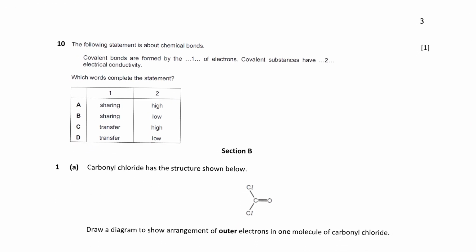Question number 10 is about the following statement. The covalent bonds are formed by dash of electrons. So that is, we know, sharing of electrons. And covalent substances have, I don't know, is it bad? Is it good? It depends on what charged particles they have, and usually covalent substances don't have free charged particles like electrons or ions. Those are usually non-existent there. So we'll say that they have low electrical conductivity, though graphite might be an exception. So that is why our answer is B.